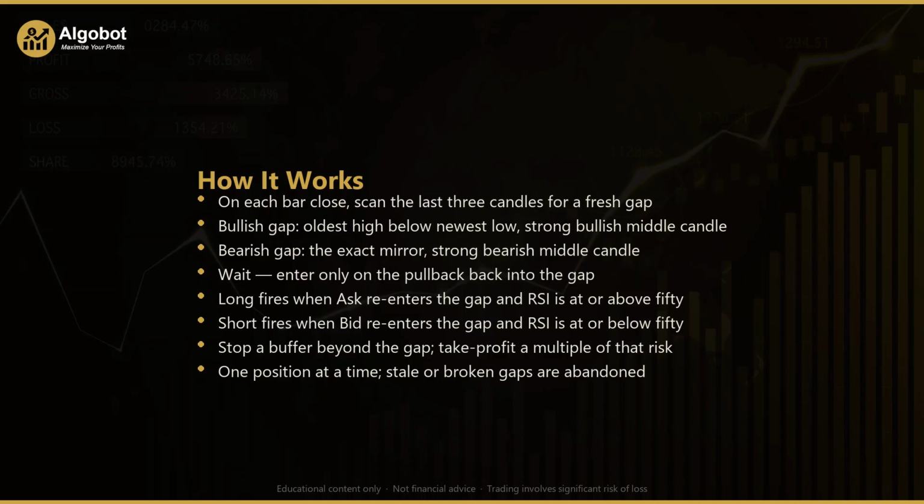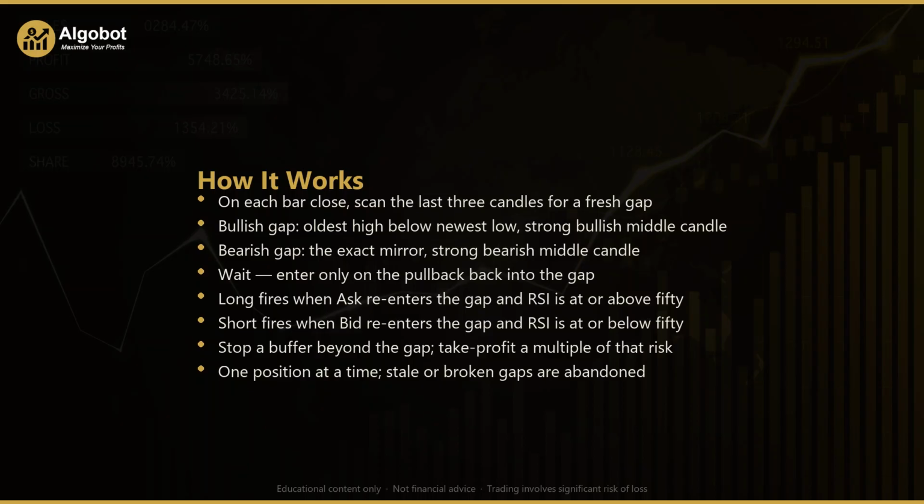Risk is defined the instant a trade opens. For a long, the stop loss is placed a buffer below the base of the gap, and that buffer is a multiple of ATR, so it adapts with current volatility. The take profit is then set as a multiple of that stop distance, with a default reward to risk of 1.8 to 1. For a short, the stop sits a buffer above the gap, and the target mirrors it.